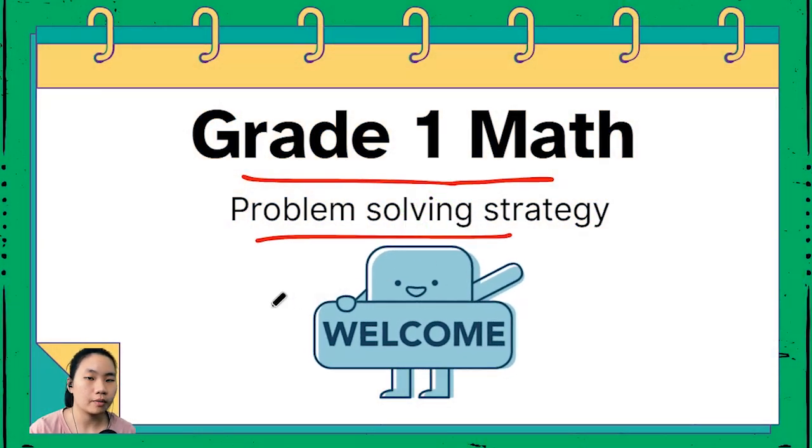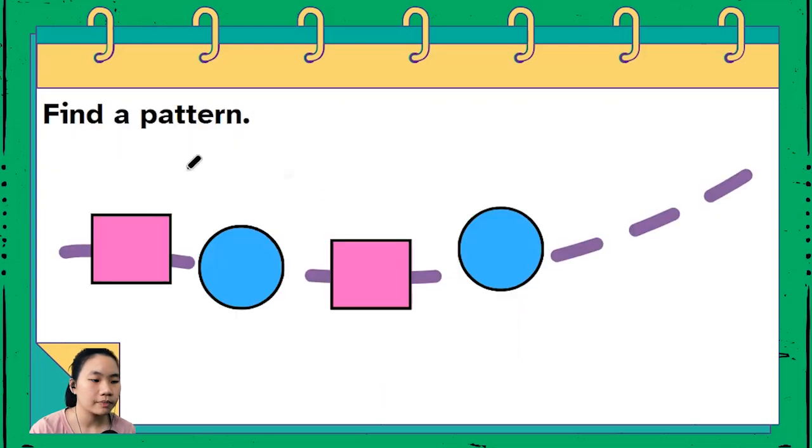Today we'll be learning about problem solving strategy. First, we have a problem. Find a pattern. And we have all of these spaces back here to signify this is where we would put the remaining pattern. Now, let's identify our pattern unit.